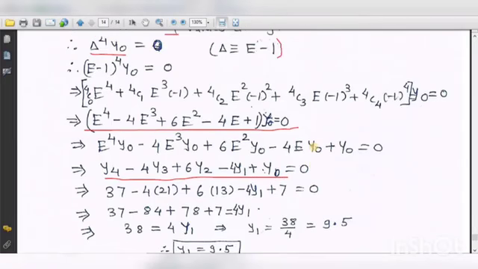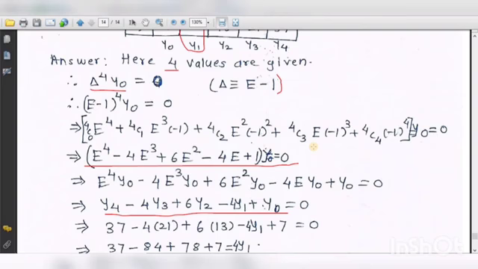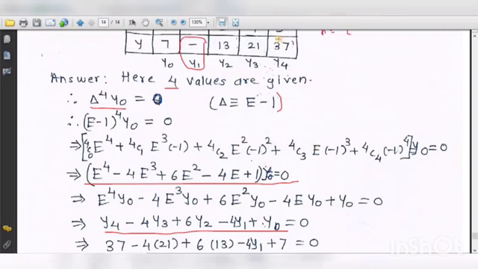Substituting the values here. What is y4? I'll show you. So y4 is 37. Look here. So substituted here 37. Then y3 is 21, so substituted here 21. Then y2 equals 13, so here plus 6 into 13. Then y1 is missing.